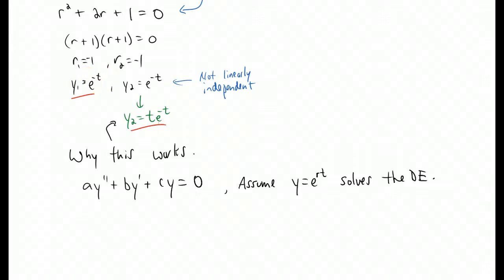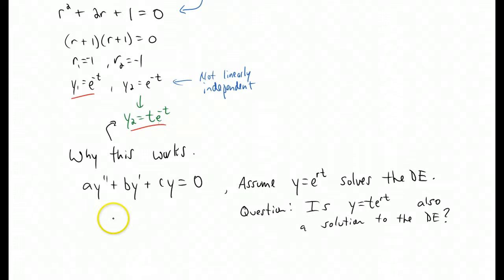Now the question we want to ask is, when can we just multiply that solution by t and have that still be a solution to the differential equation? So there's the question. Is t e to the rt also a solution to the differential equation? Well, we have a function and we want to know if it's a solution to a DE, so what we do is we plug it into the differential equation.